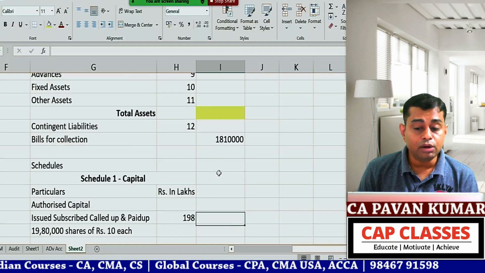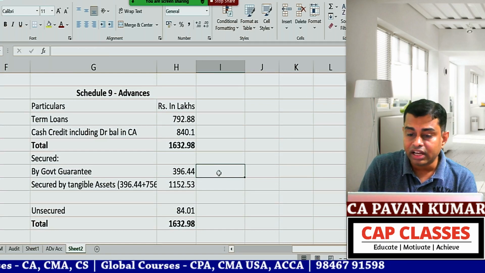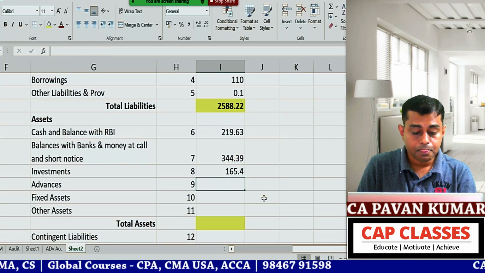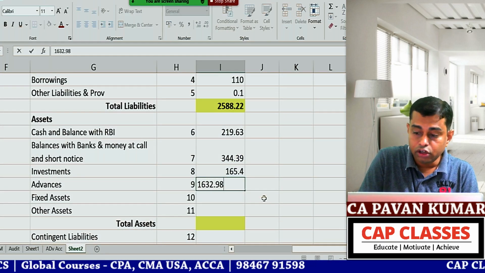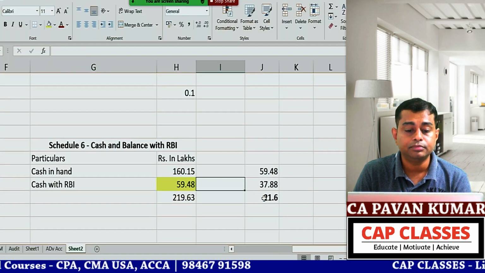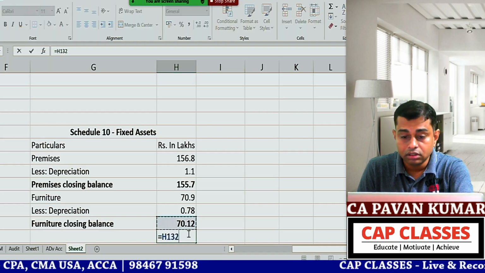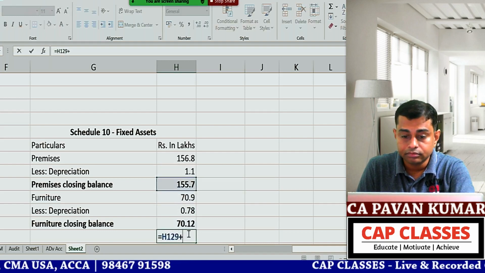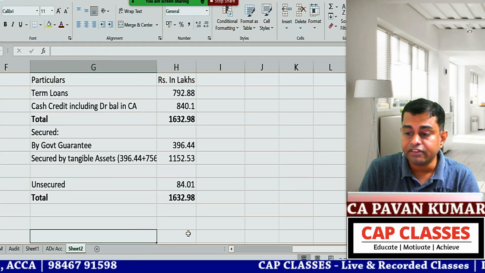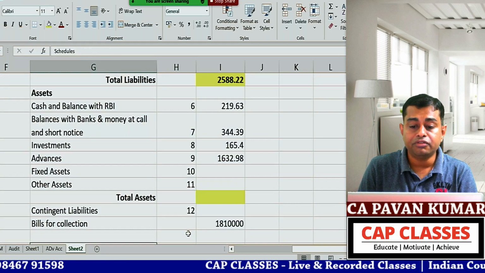So, next one is advances. 9. 1632.98. Okay, 10 fixed assets. Can you tell me how much is fixed assets? This closing, 225.82, correct? 225.82.